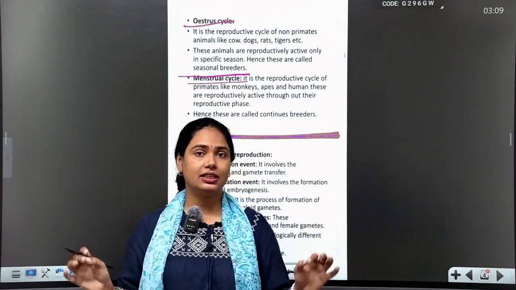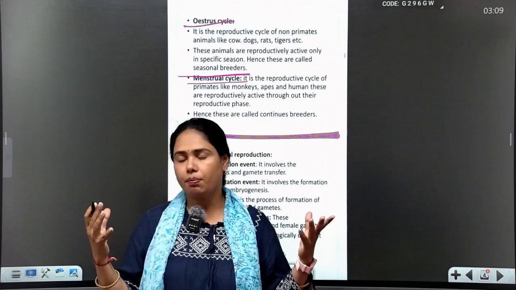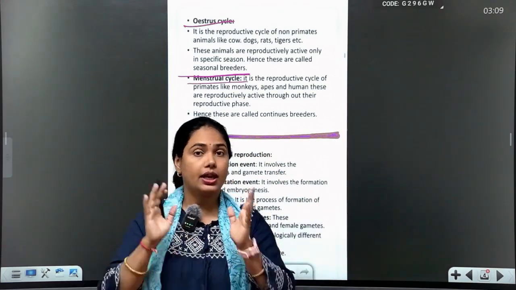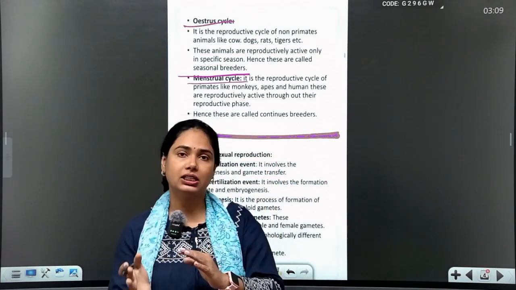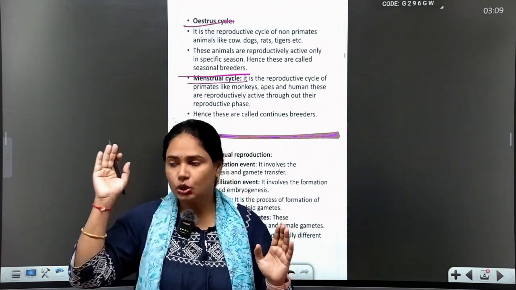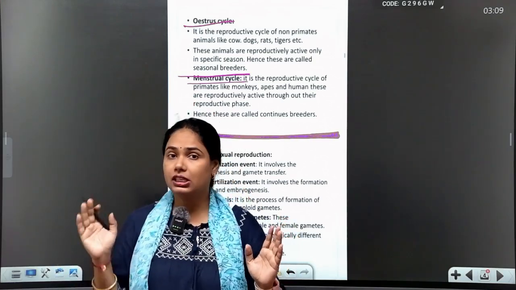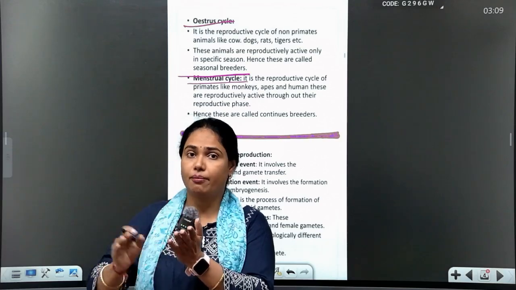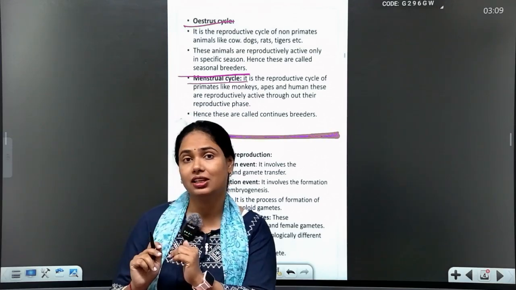It happens in apes, or what we call primates. Primates are well developed with brain. So apes, humans, monkeys show menstrual cycles because they are monthly breeders. Monthly breeders means they have monthly cycles. It means they have monthly hormonal changes in their body.